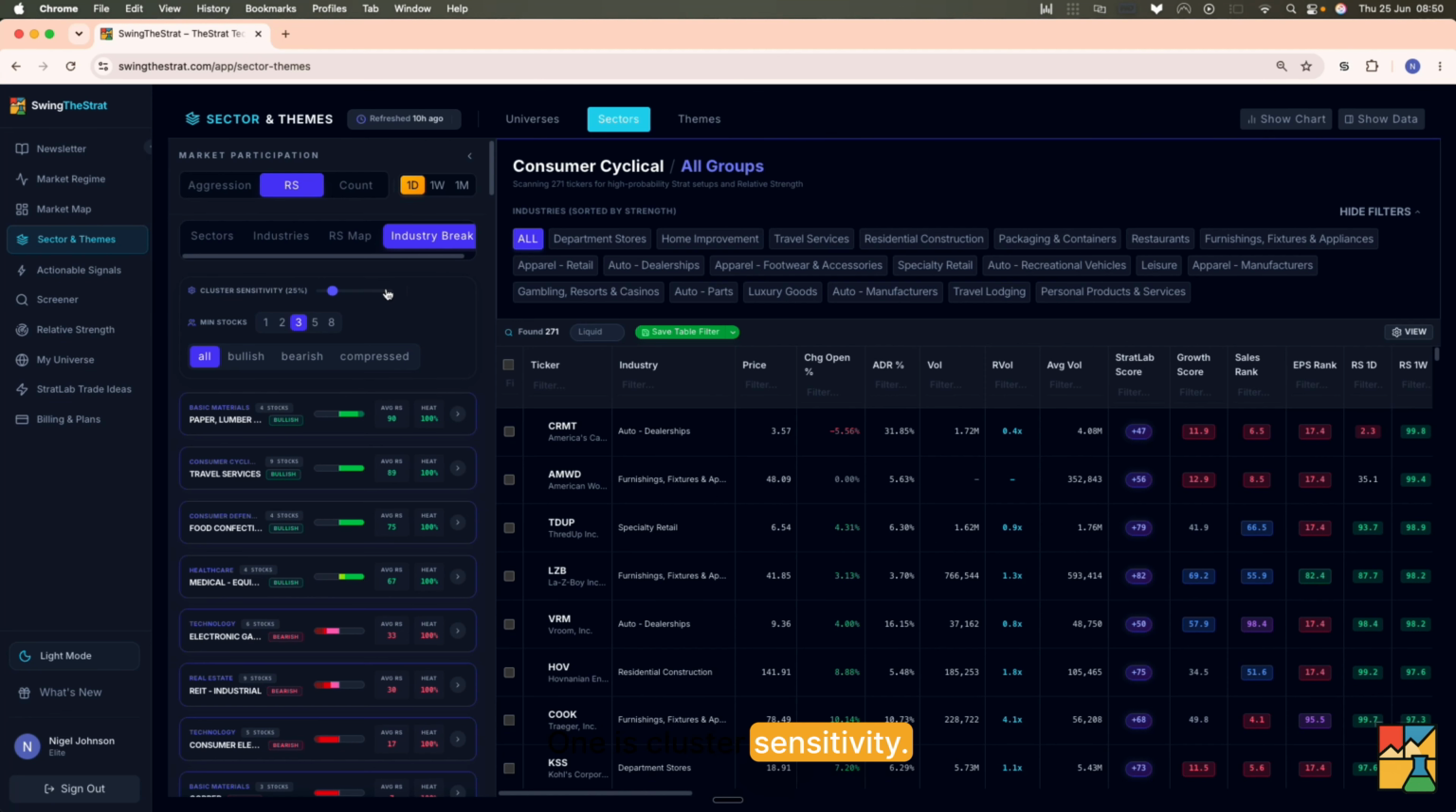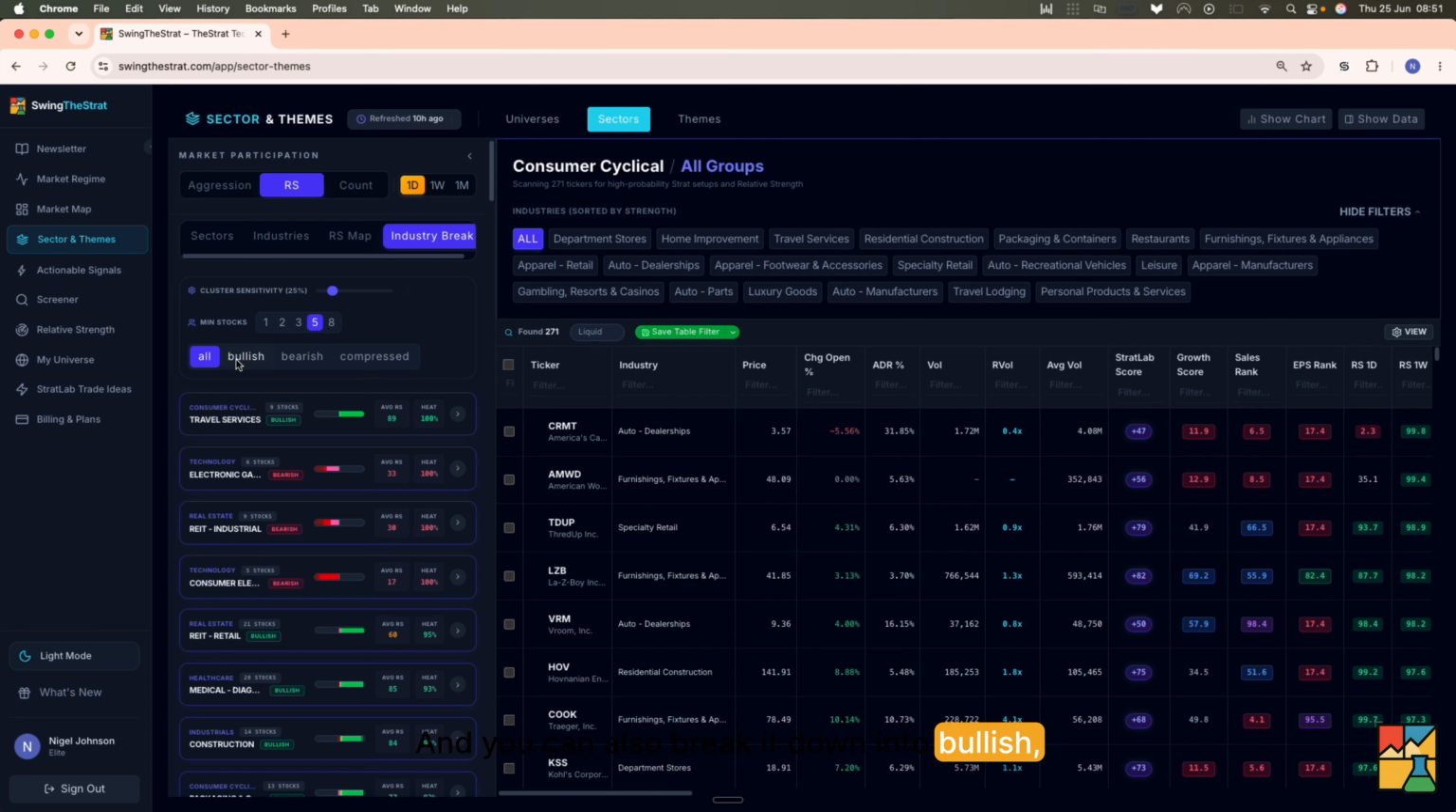There are two levers that you could use. One is cluster sensitivity, or essentially it's cluster density. It tells you how many stocks are moving in unison. And the second lever you have is the minimum number of stocks that should exist in that particular industry grouping. A good place to start is to set it at 5, and you can also break it down into bullish, bearish, or compressed. So if you want to find stocks that are breaking out, you go into bullish.